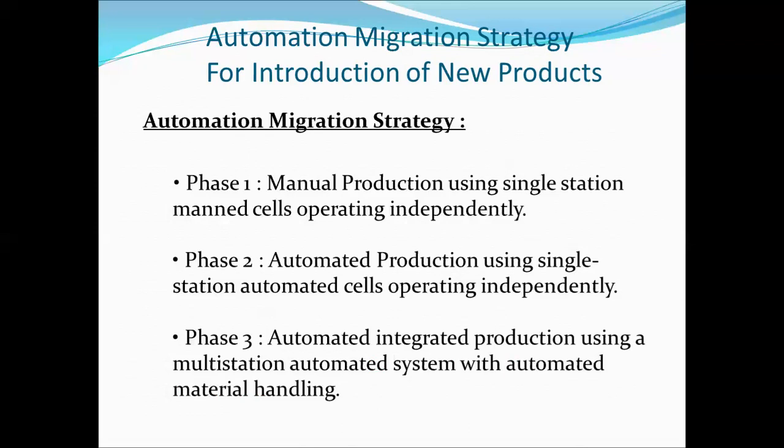And in phase two, automated production using single station automated cells operating independently, this basically demands that as the product grows and it becomes clear that automation can be justified, the single stations can be automated, which will reduce the labor and increase the production rate. In this case, the work units are still moved between the workstations manually. There is some manual part also there, and it can be understood that it is a partial automation system.